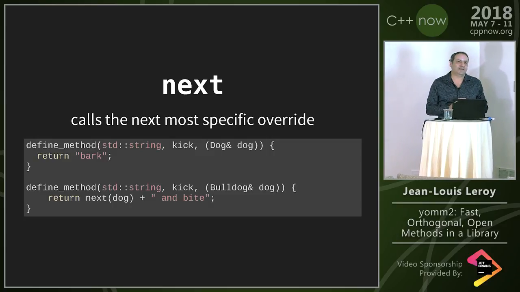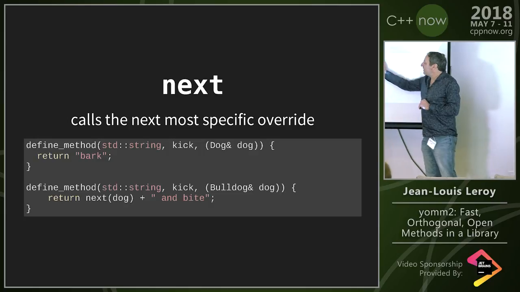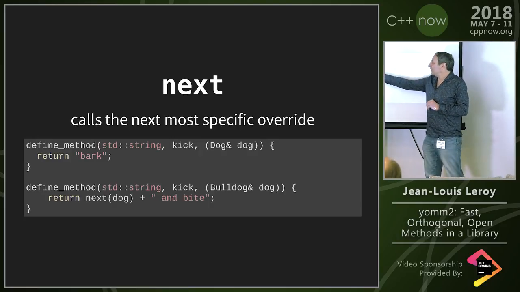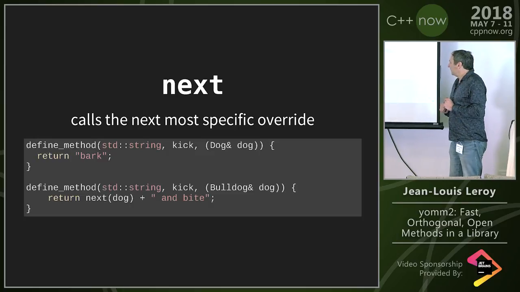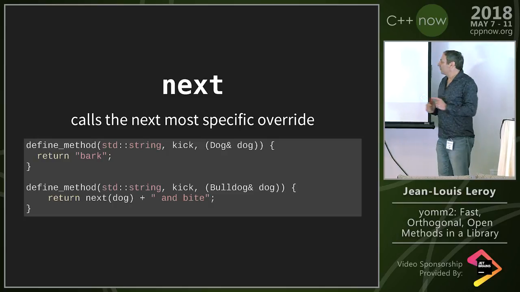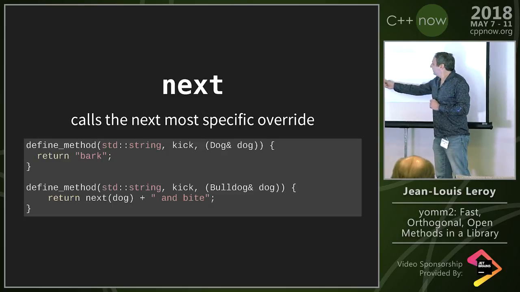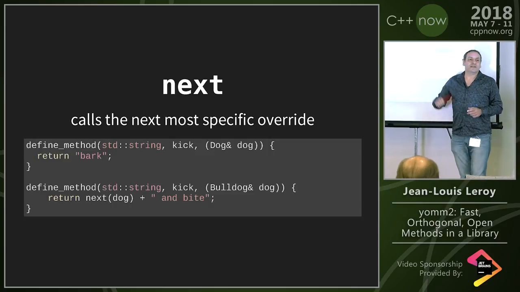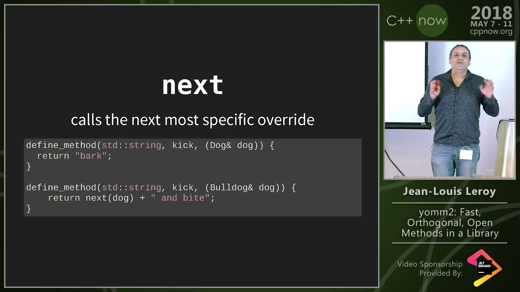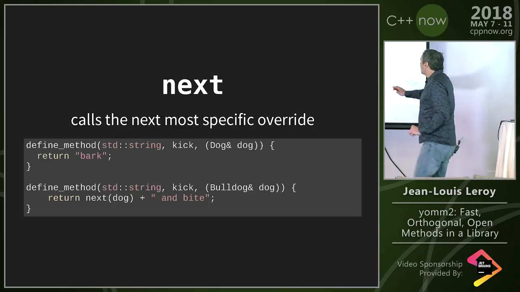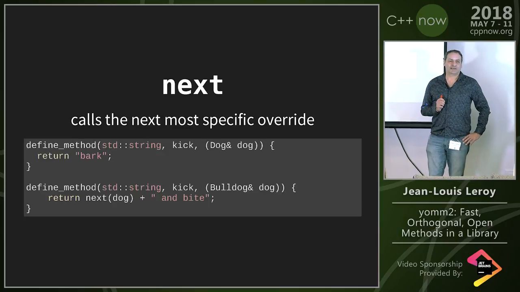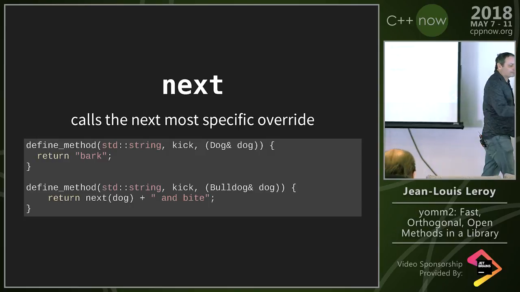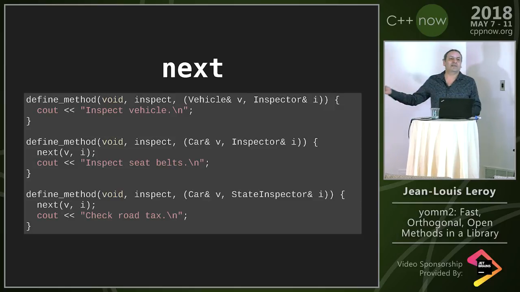In a world of open methods, it's called next. So here, if I have a method which takes a dog, and it kicks the dog, and it returns a string which is bark. But if the dog is a bulldog, it barks and it bites back, right? So here, in this specialization, which overrides this specialization if it's indeed a bulldog, we call next dog. And next dog calls the method which would have been called if the current method didn't exist. In the world of virtual functions, it amounts to saying, okay, I've done the bulldog part, now I call the equivalent for dog.